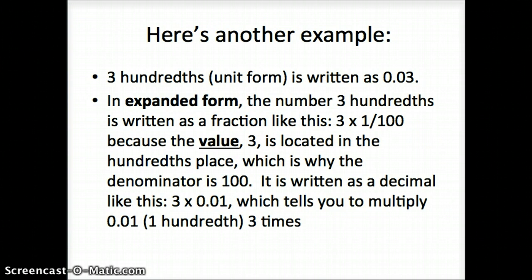Here's another example, as expanded form can be a bit tricky. 3 hundredths, which is unit form, is written as 0.03 standard form. In expanded form, the number 3 hundredths is written as a fraction like this, 3 times 1 over 100, because the value, in this case 3, is located in the hundredths place, which is why the denominator is 100. It is written as a decimal like this, 3 times 0.01, which tells you to multiply 0.01 or 1 hundredth 3 times.